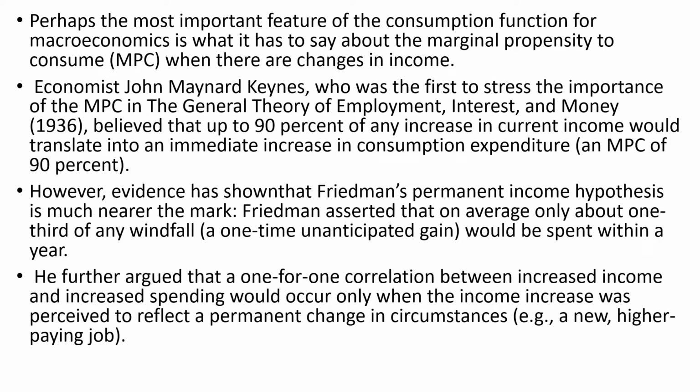We can see that John Maynard Keynes had his own theory of consumption, and this is stated in his General Theory of Employment, Interest and Money. He believes that 90% of any increase in the current income would translate into an immediate increase in consumption expenditure. Okay, only 90% is used for consumption and 10% is used for what is known as savings. So 10% is gone as savings.